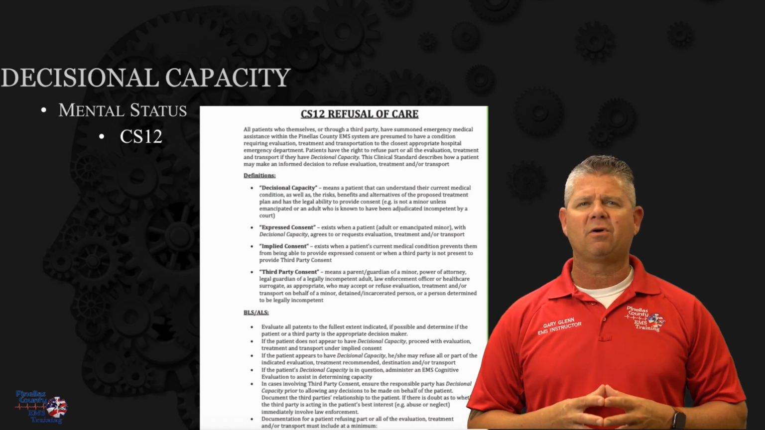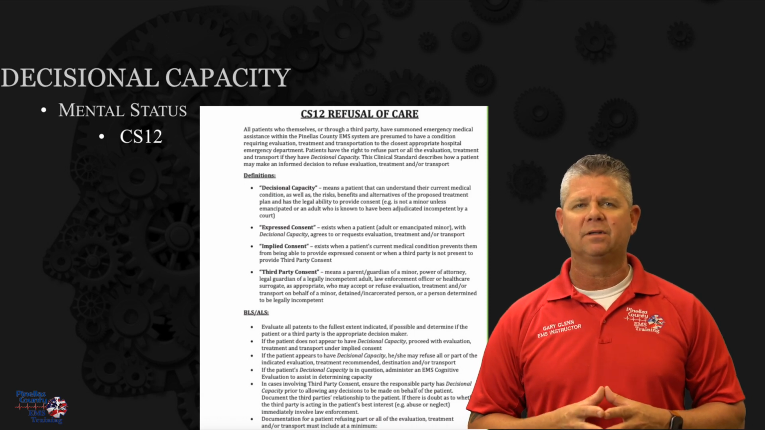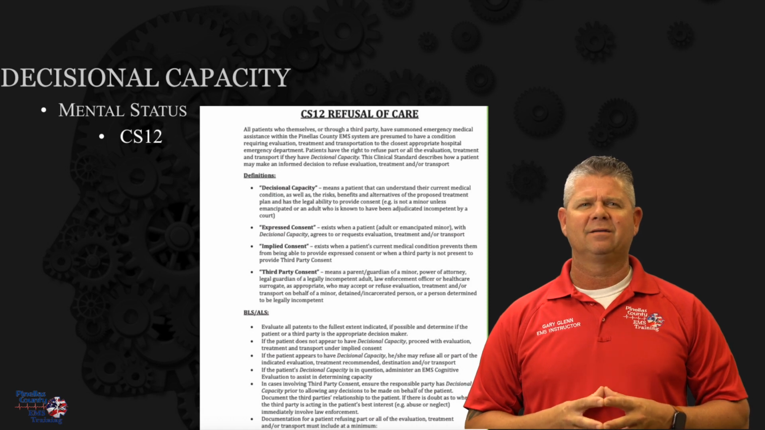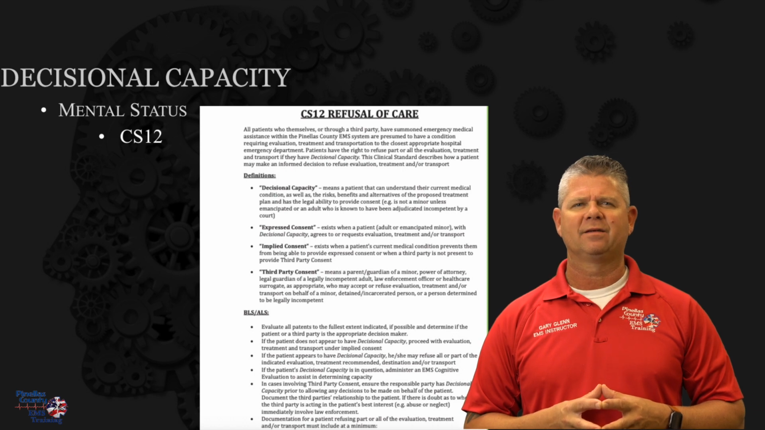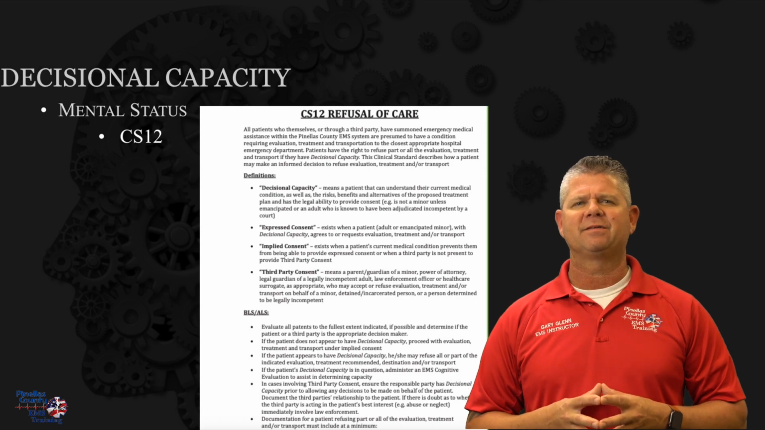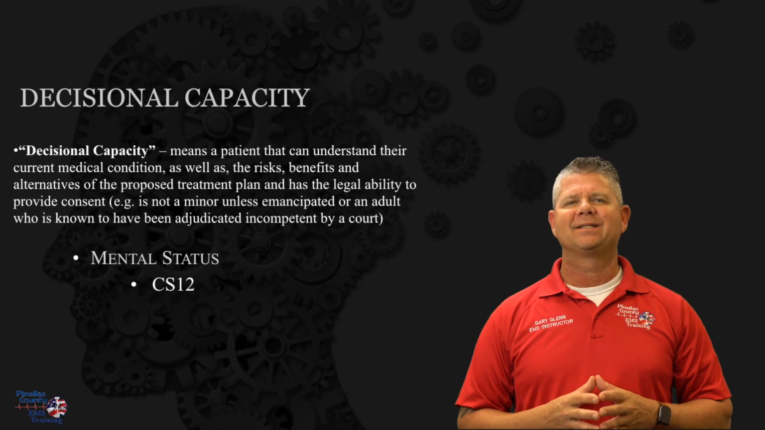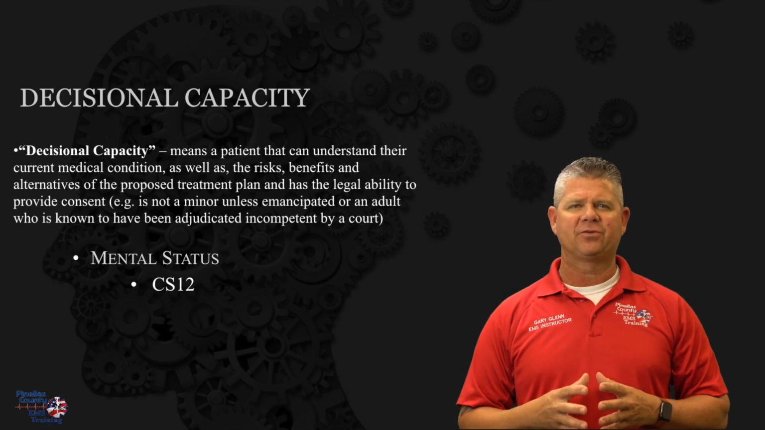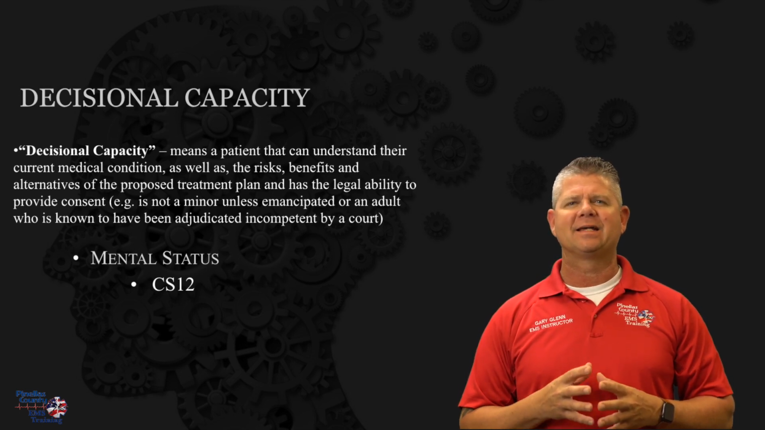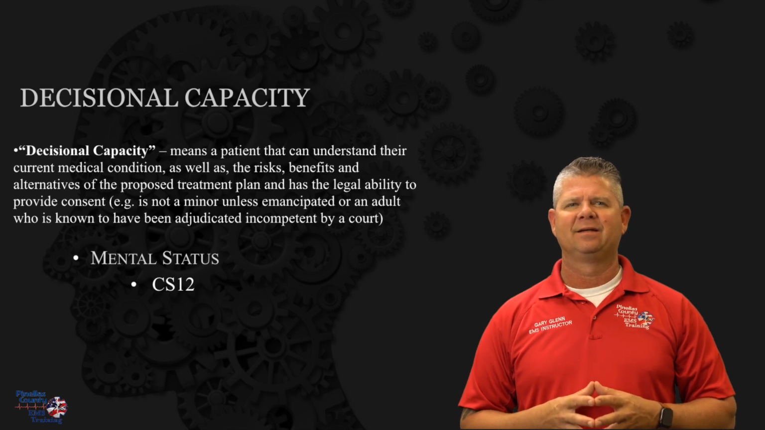Documentation for a patient refusing part or all of the evaluation, treatment, and/or transport must include, at a minimum, the benefits of allowing care, the risks of refusing the proposed care, including severe complications or death, the alternatives explained and offered to the patient, and an attempt to ensure the patient is left in a safe location. So what is decisional capacity? Decisional capacity means a patient that can understand their current medical condition as well as the risks, benefits, and alternatives of the proposed treatment plan and has the legal ability to provide consent, i.e. they can't be a minor unless they're emancipated.